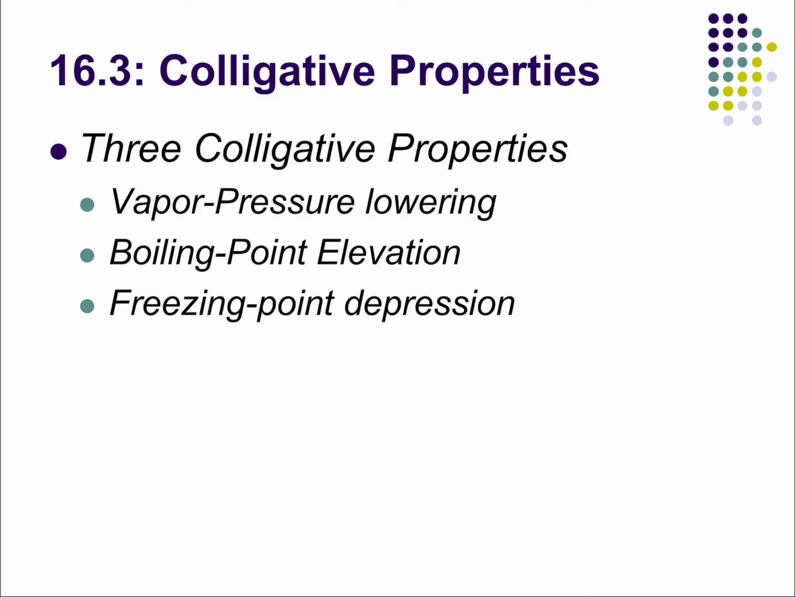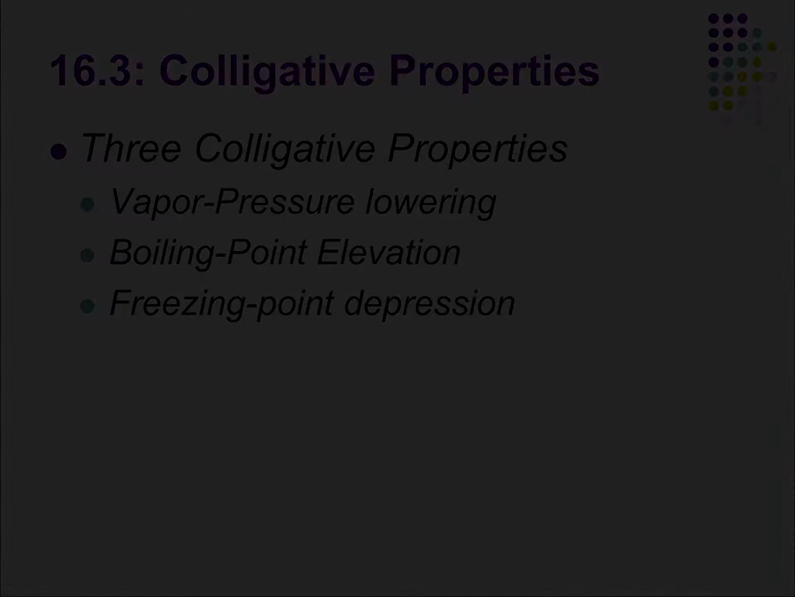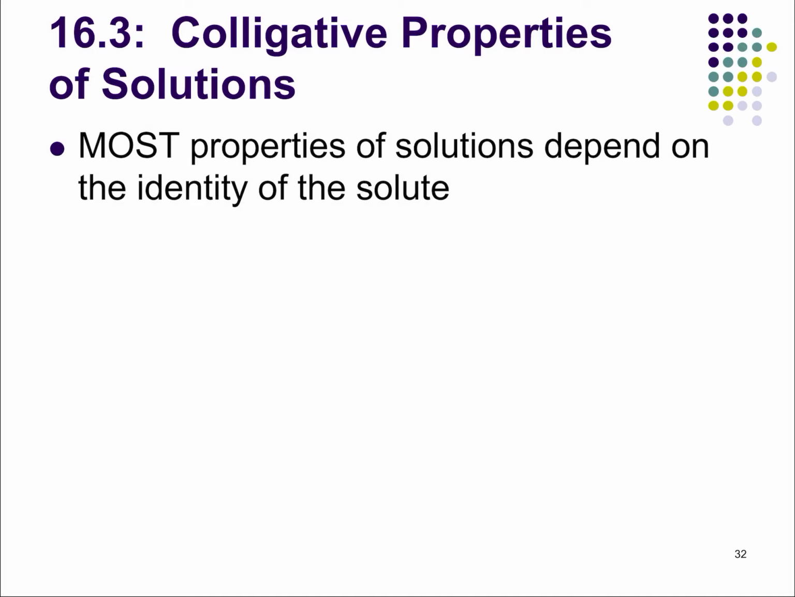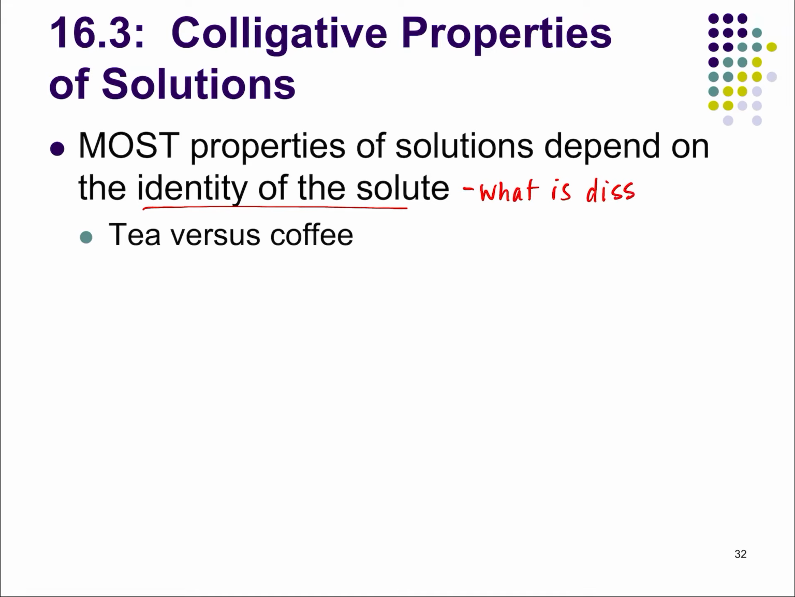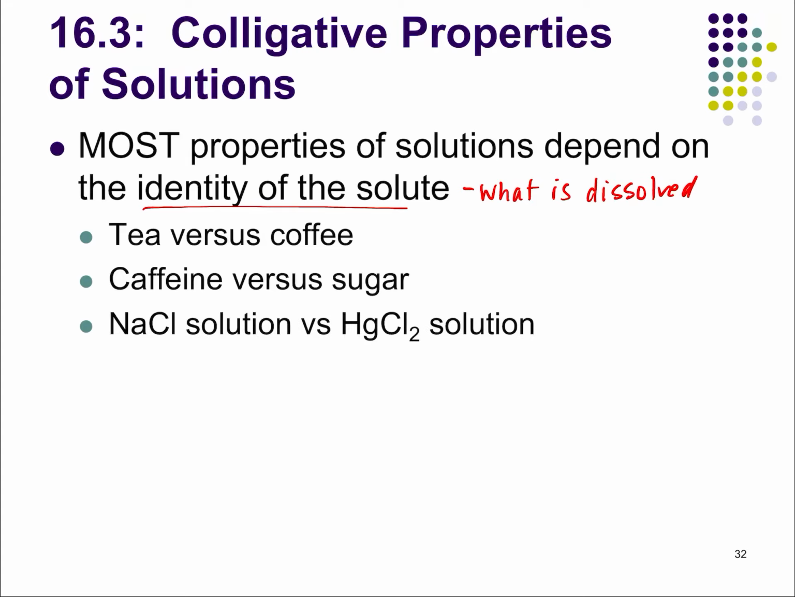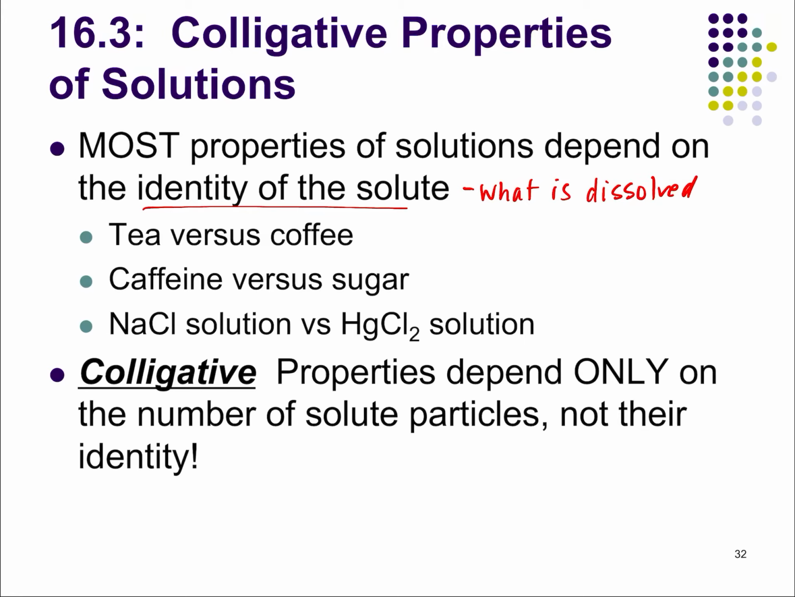So colligative properties. There are three colligative properties: vapor pressure lowering, boiling point elevation, and freezing point depression. Most properties of solutions depend on the identity of the solute. So tea versus coffee, right? What is dissolved? Is it caffeine or is it sugar? Is it sodium chloride or mercury chloride?